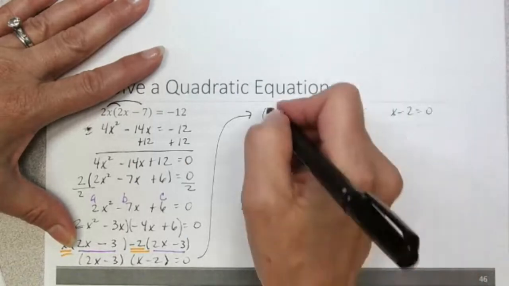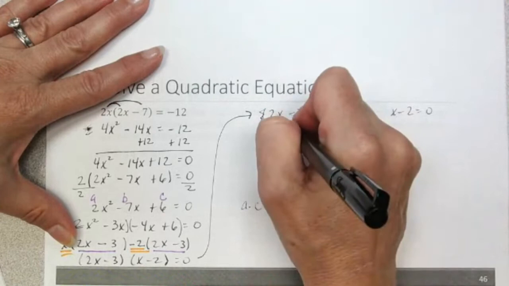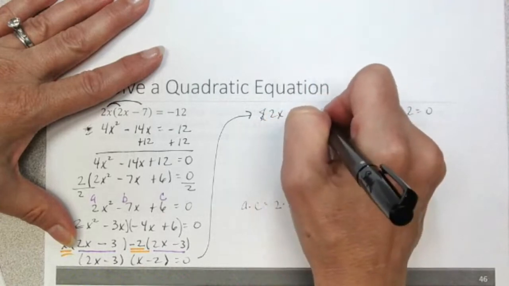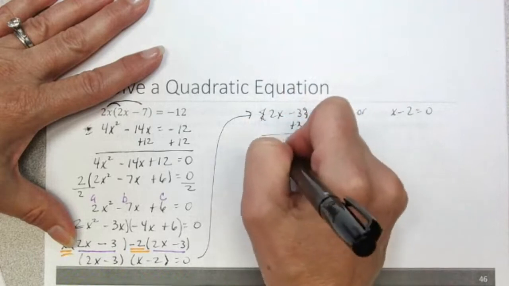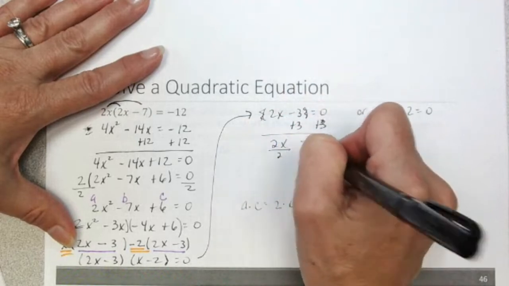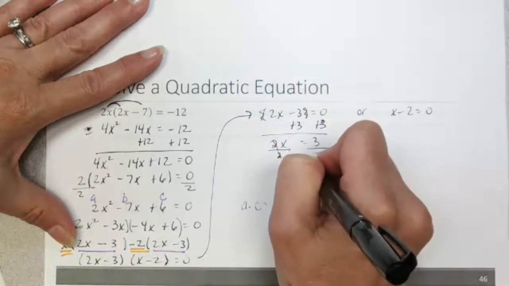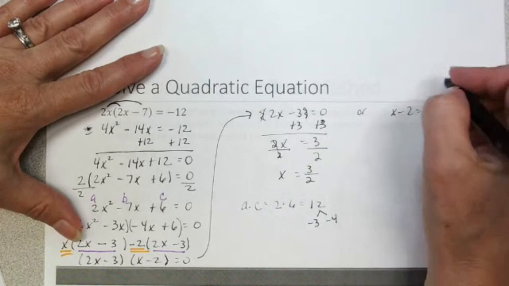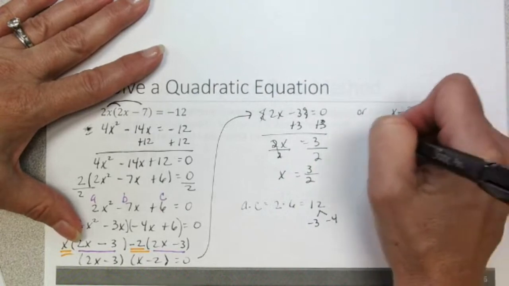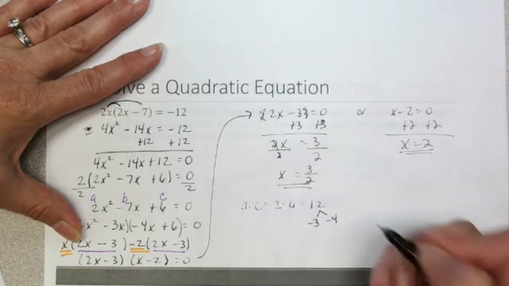Okay, if 2x minus 3 equals 0, we don't need these parentheses. We want to solve for x. Let's add 3 to both sides. So then 2x is equal to 3, and we'll divide both sides by 2. The 2's divide out, so x equals 3 halves. There's one of our solutions. If x minus 2 equals 0, we'll just add that 2 to both sides, and we'll see that x equals 2. And there's my 2 solutions.